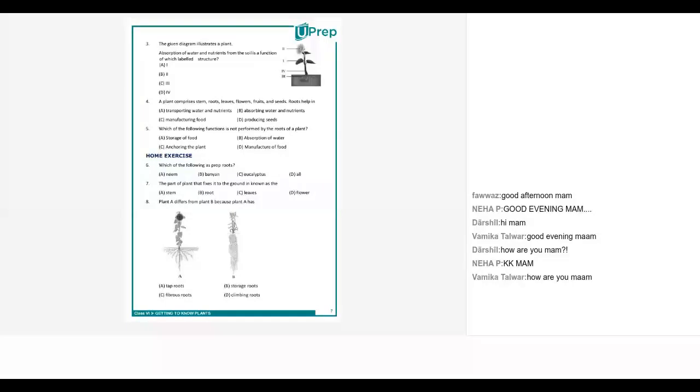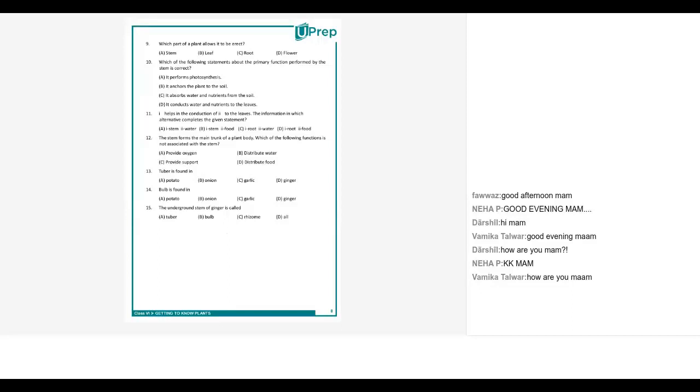And I think B has climbing. No, ma'am, it has storage roots, I think. I'm not too sure. Correct, yeah, it has storage roots. Maybe it's a sweet potato or something, but it has taken the shape of a storage root. Okay, ma'am. Now, next, ninth question. Which part of a plant allows it to be erect? Root. Please read it carefully.